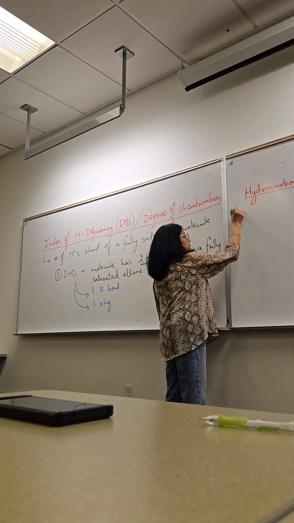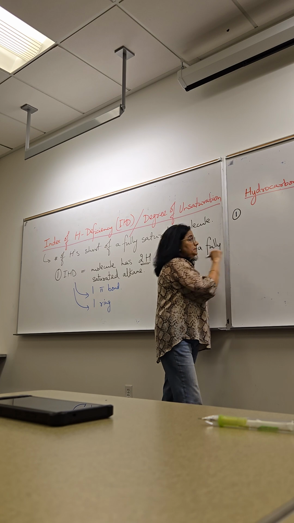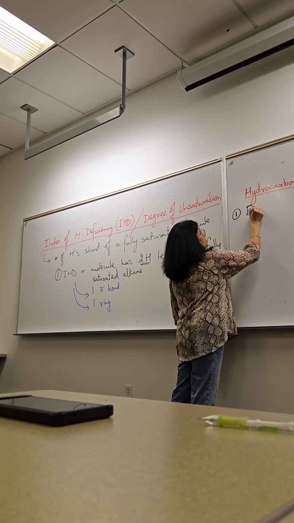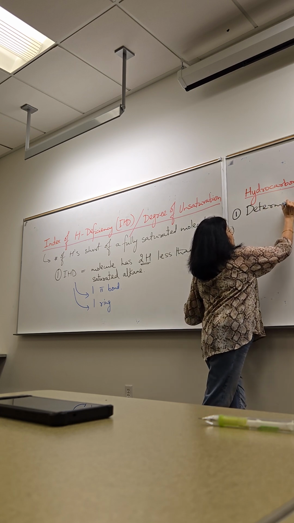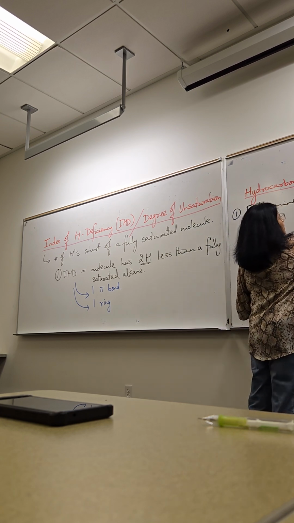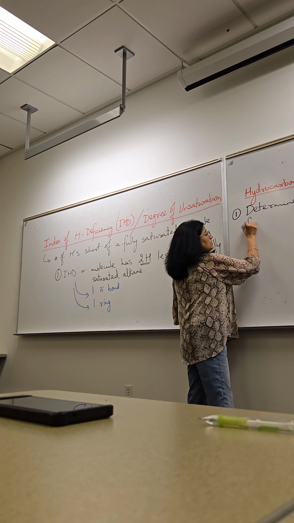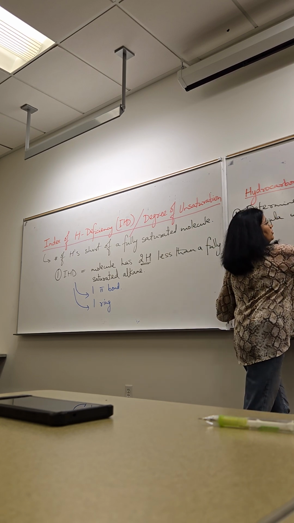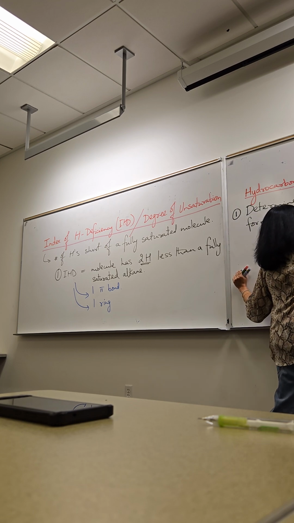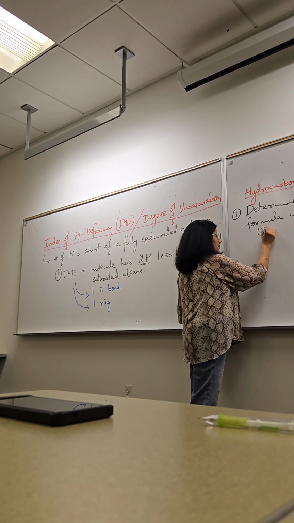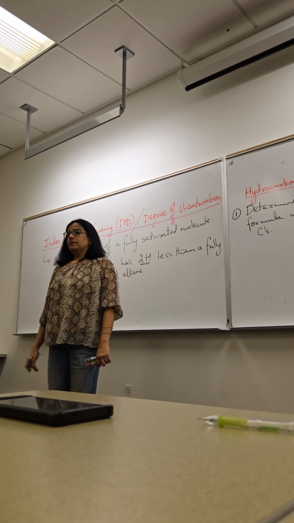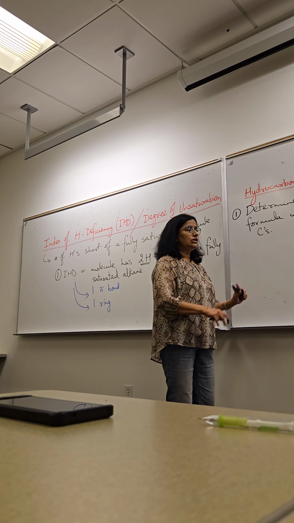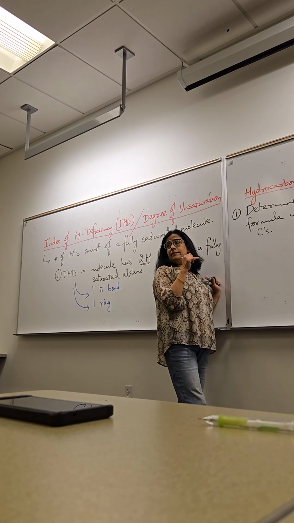Step number 1. Determine the alkane formula with the same number of carbons. And we'll do examples. Okay? Your saturated formula with the same number of carbons as the molecule you're trying to calculate IHD for. You guys with me? Yep.